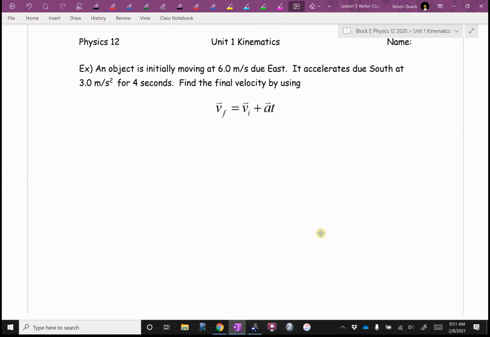An object is initially moving at 6 meters per second due east. It accelerates due south at 3 meters per second squared for 4 seconds. Find the final velocity by using, remember, VF equals VI plus AT. Everything that I taught you last year still works with vectors.